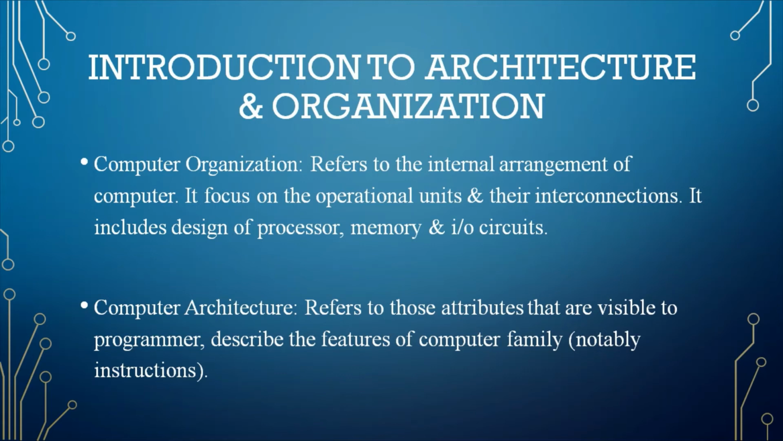Whereas computer architecture refers to those attributes of a system that have a direct impact on the logical execution of a program. It refers to those attributes that are visible to the programmer, and describes the features of a computer family. Examples are the instruction set, number of bits used to represent various data types, input-output mechanisms, and memory addressing techniques. For example, the fact that the multiply instruction is available is a computer architecture matter.